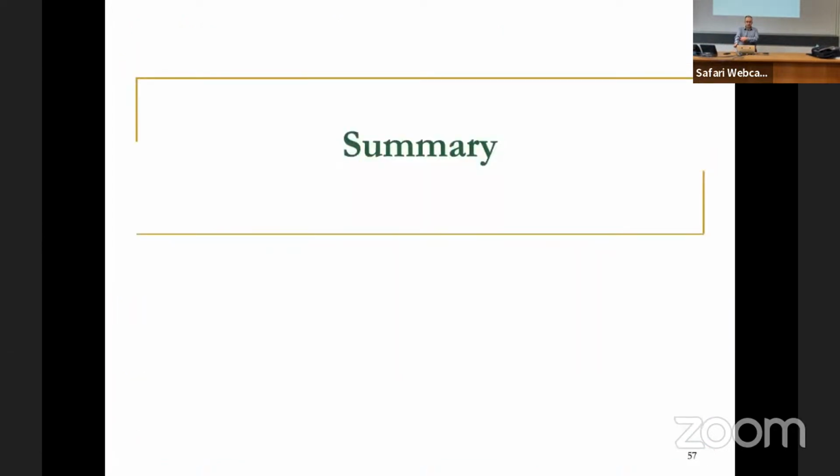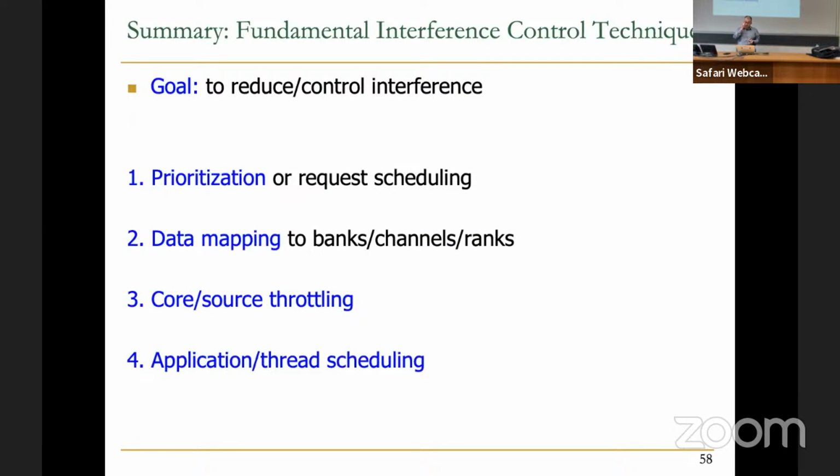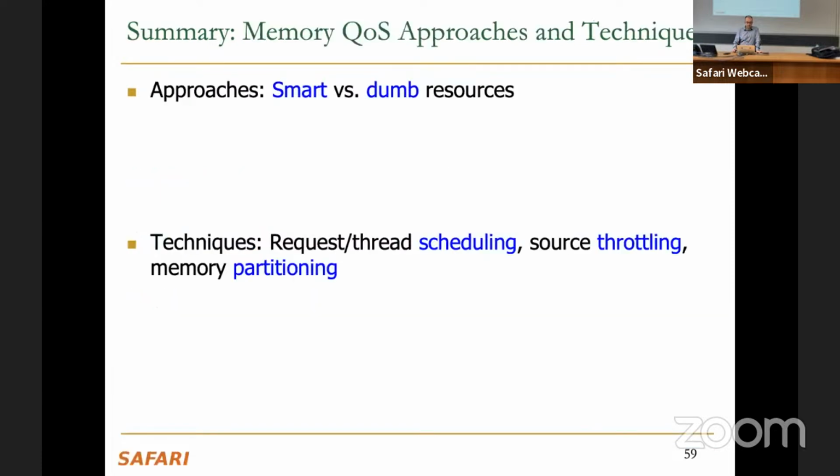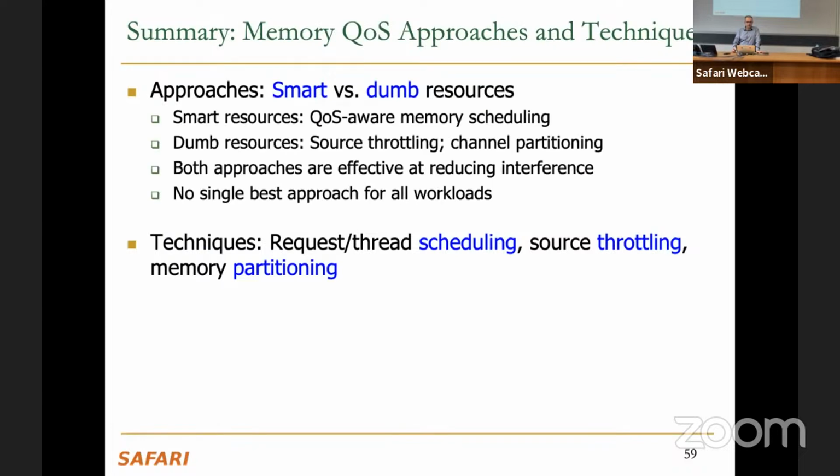But now let's summarize this lecture. The goal, as you remember, was to reduce and control interference. We discussed different ways to do that, like prioritization or request scheduling, data mapping to banks, channels, ranks, core and source throttling, and application thread scheduling. And of course, the best is to combine all. We discussed how we can do that in some examples, and approaches like smart versus dumb resources. A smart resources approach could be QoS-aware memory scheduling. For dumb resources, we also discussed approaches like source throttling and channel partitioning, for example.